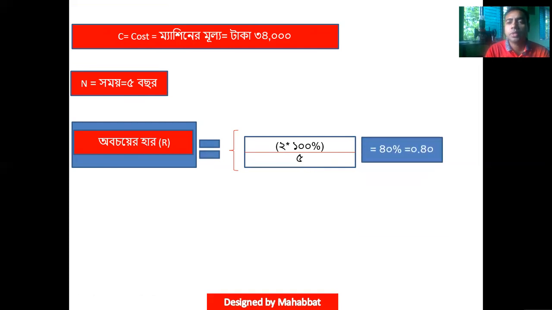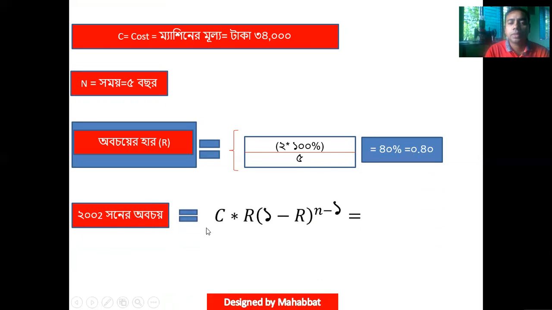So 40% means 0.40. Okay, so the depreciation for 2002, at the same time, without calculating the first year, we will calculate the depreciation for 2002. C into R within the bracket 1 minus R to the power n minus 1.